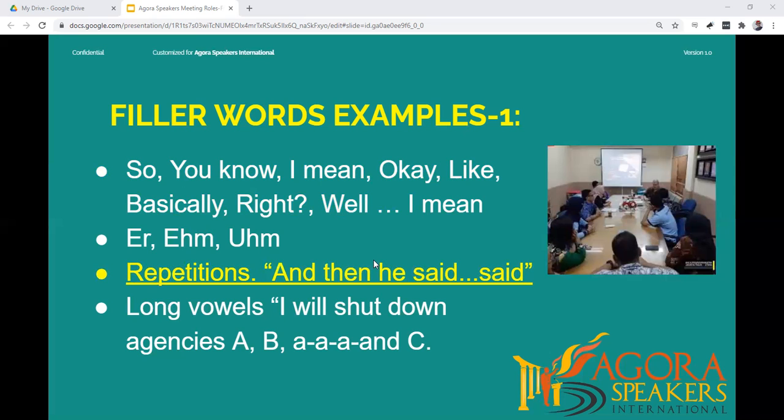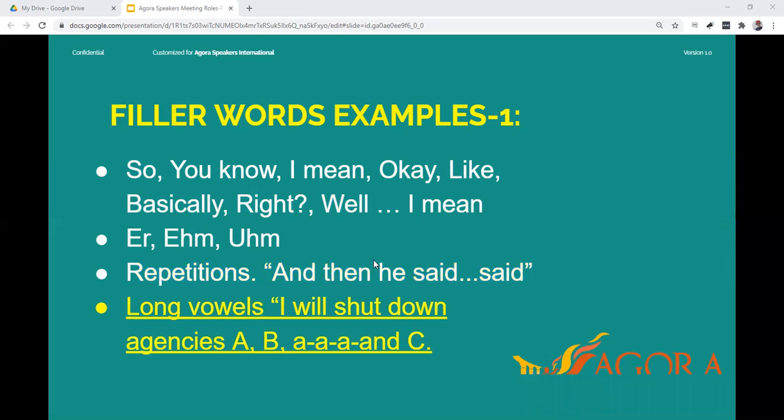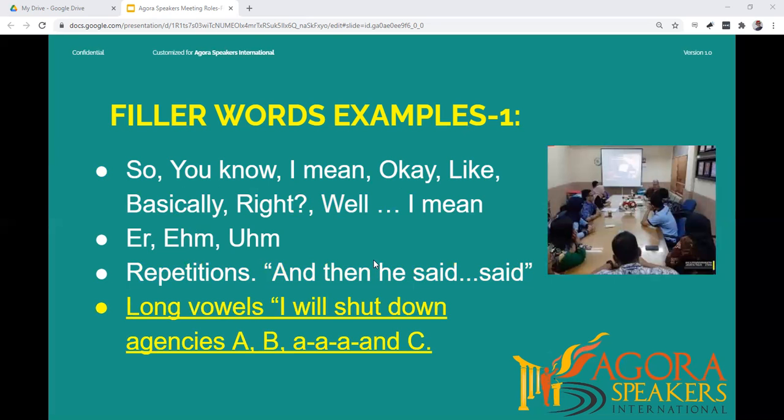Repetitions can also be distracting, such as saying the word said twice, as in, and then he said, what are you doing here? Long vowels, such as, I will shut down agencies A, B, and C. We often lengthen words such as and when we're trying to remember what we want to say next.